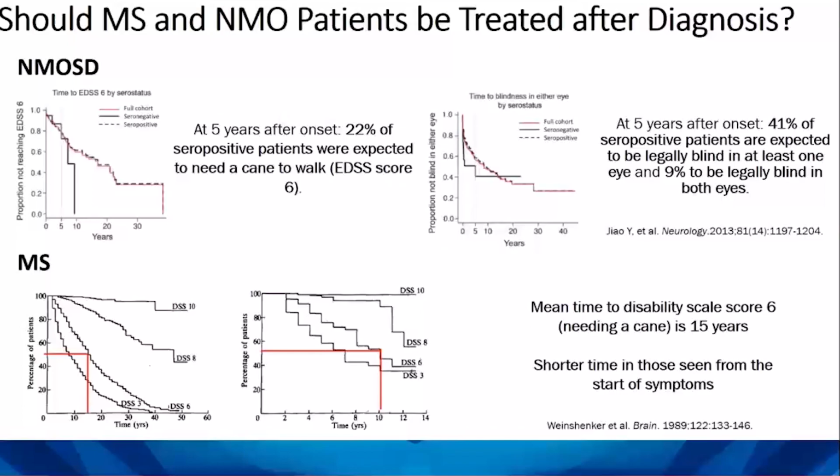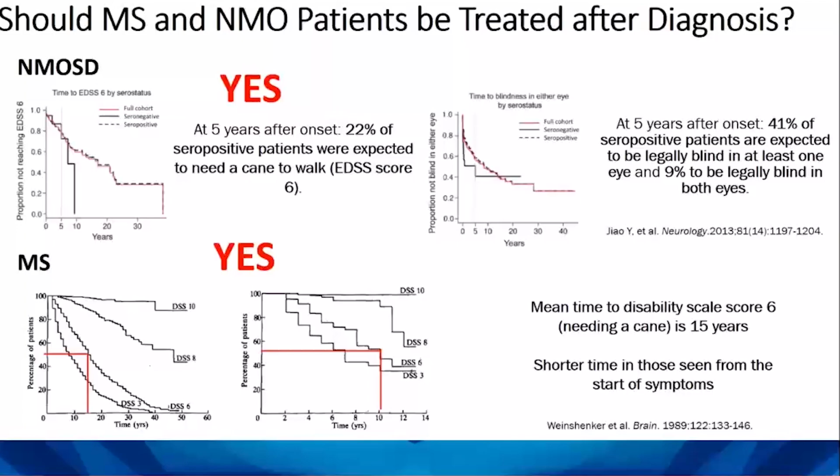We know in neuromyelitis optica, the attacks are rather severe. And therefore, after 5 years, about a fifth of the patients are going to need a cane to walk. And after 5 years, about 40% are going to be blind. So yes, we treat that. In MS, we know there's smoldering disease, that a mean time untreated to disability requiring a cane could be about 15 years, and it can be shorter if patients start with problems in the spinal cord. So yes, we treat multiple sclerosis right away.